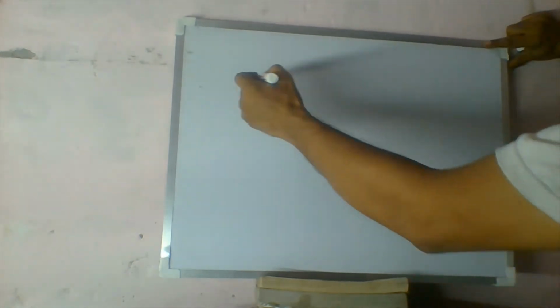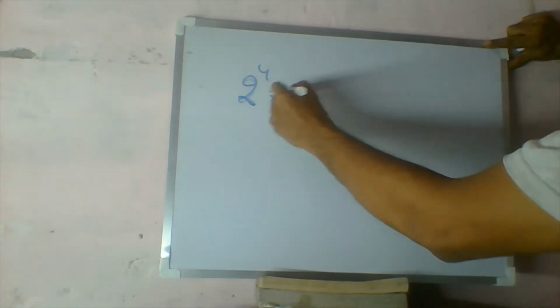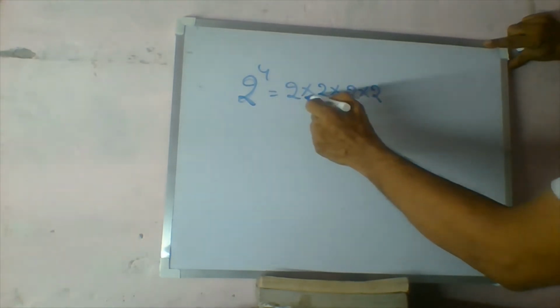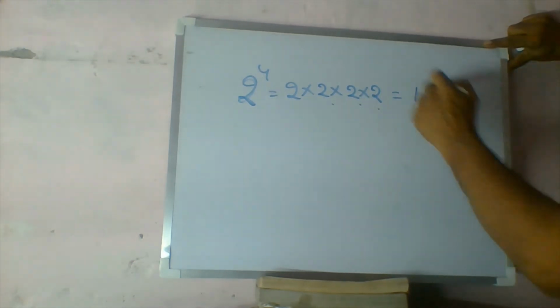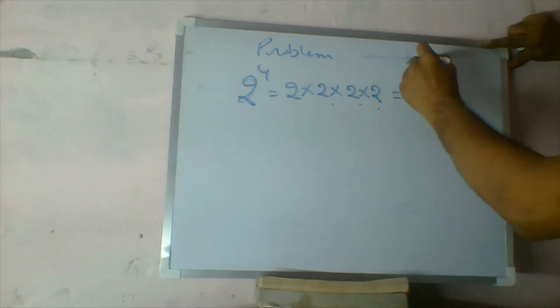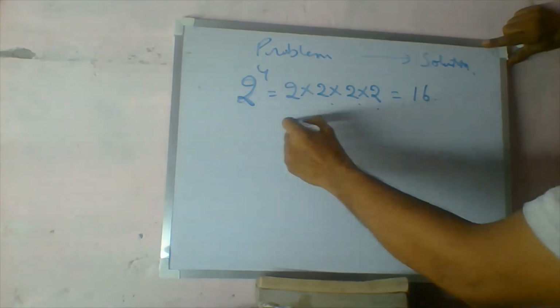Let us say I have done 2 raised to power 4. So it is 2 into 2 into 2 into 2, 2, 4, 8, 16. So this is the problem. This is the solution. So for the problem, I have gone to the solution.